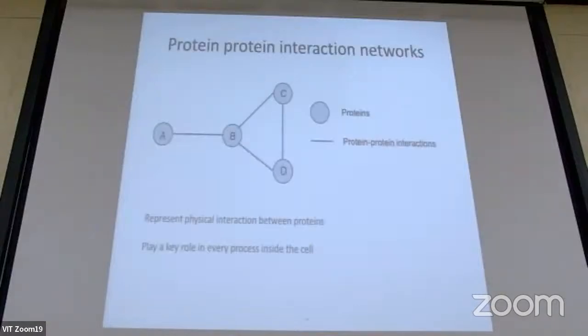So this is a very simple network that we can use for understanding what protein-protein interaction is. What are these A, B, C, D? Proteins. And what are these edges, the lines? They are the interactions. This is a simple network for learning purposes. So commonly, a protein-protein interaction is a physical representation which shows the interaction between the proteins, and the interaction plays a key role in every process inside the cell.